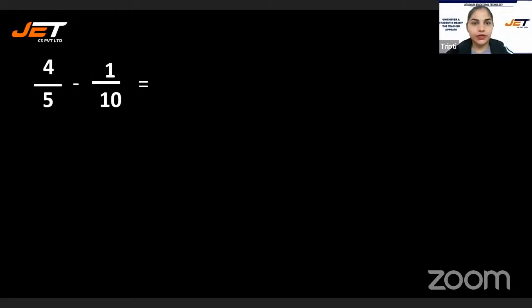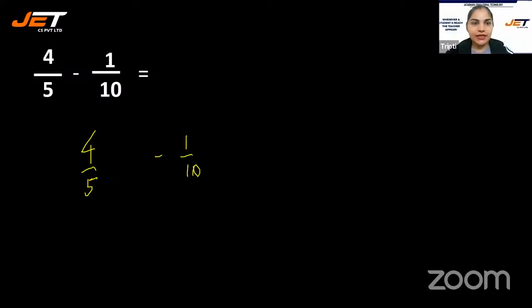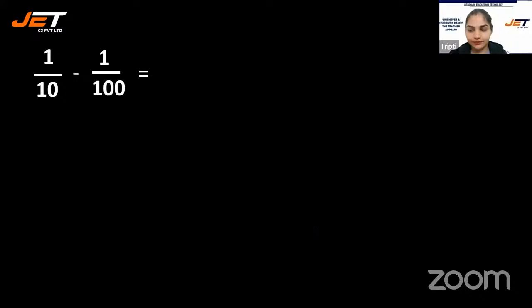Okay, so here I can see that 4 by 5 minus 1 by 10. 4 times, I can do 2 because if I do 5 times 2, I'll get 10. So I don't need to multiply two fractions. 4 times 2 is 8, 5 times 2 is 10, minus 1 by 10, which is 7 by 10. 7 by 10. Let's go to the next one. 1 by 10 minus 1 by 100. Interesting.